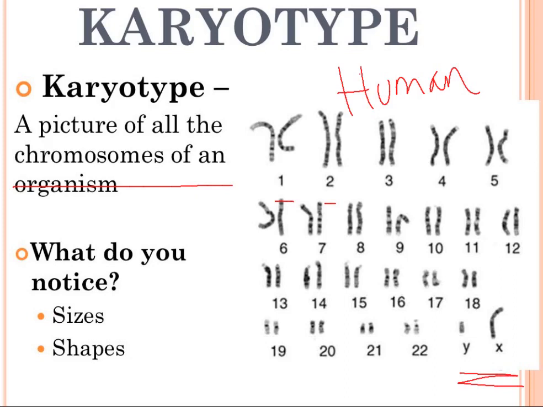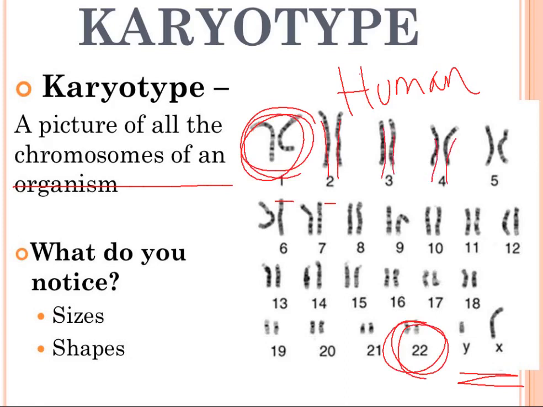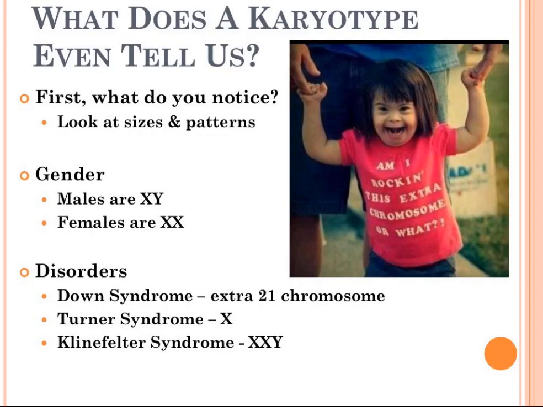And then what do you notice about sizes and shapes? The largest are up at the top, the smallest are at the bottom. And shape-wise, they're paired with ones that are similar in length or shape or banding patterns. So what does a karyotype even tell us? So first, like I said, look at sizes and patterns. It also tells us gender. So males are XY, females are XX. So males have that Y chromosome, which females don't.